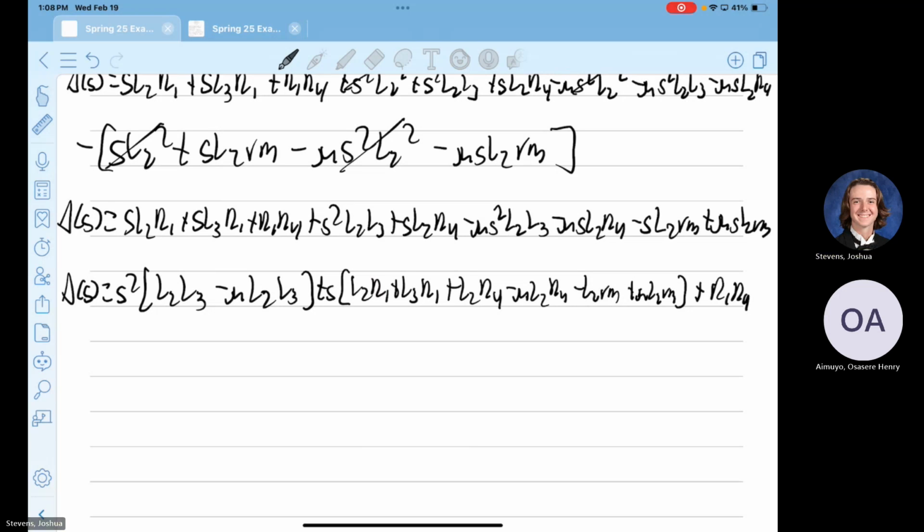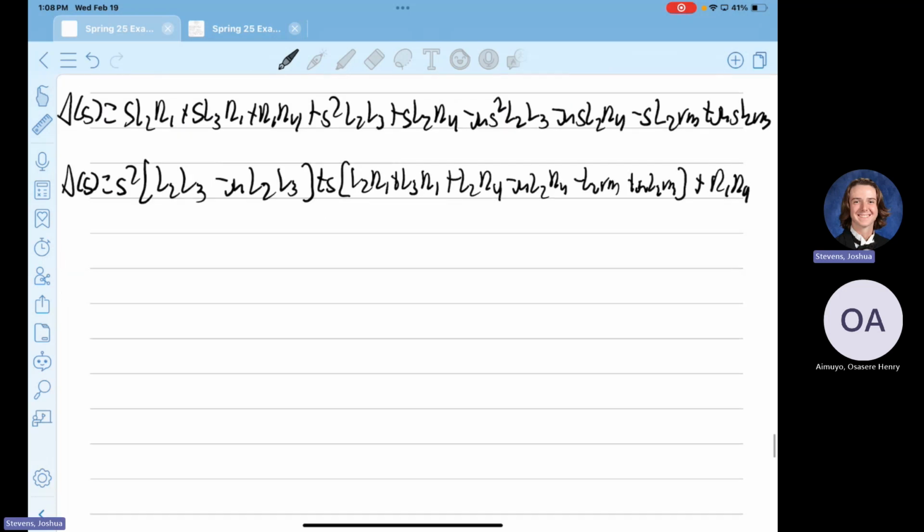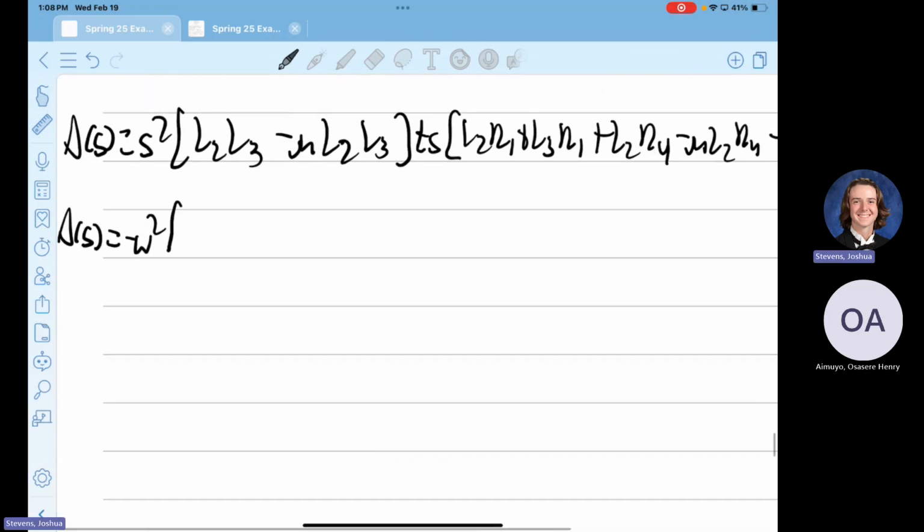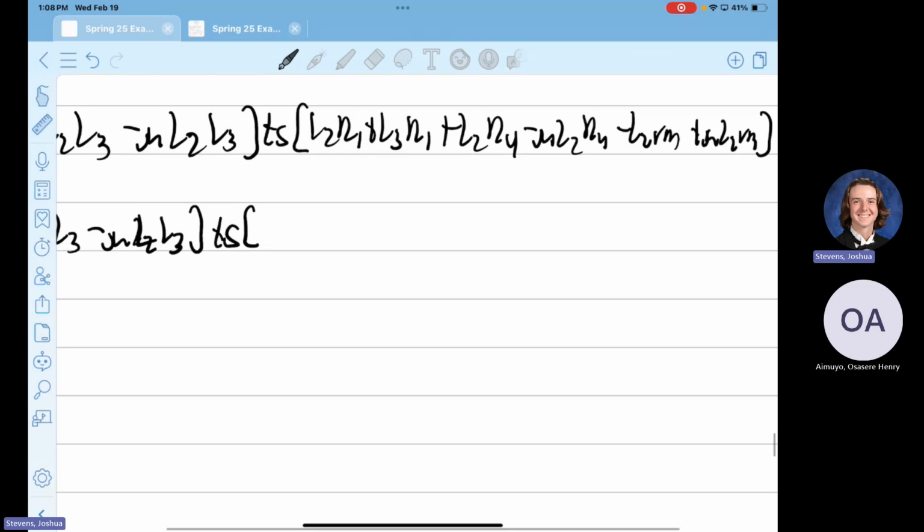So, what do I do now? What would y'all recommend I do now? Exactly. So an S squared, if you put a J omega, square it, becomes just negative omega squared. So that equals negative omega squared times L2 L3 minus mu L2 L3 plus S times L2 R1 plus L3 R1 plus L2 R4 minus mu L2 R4.